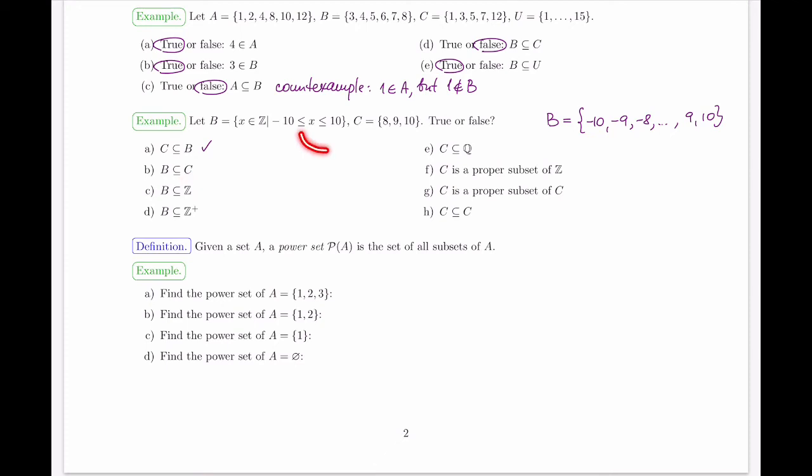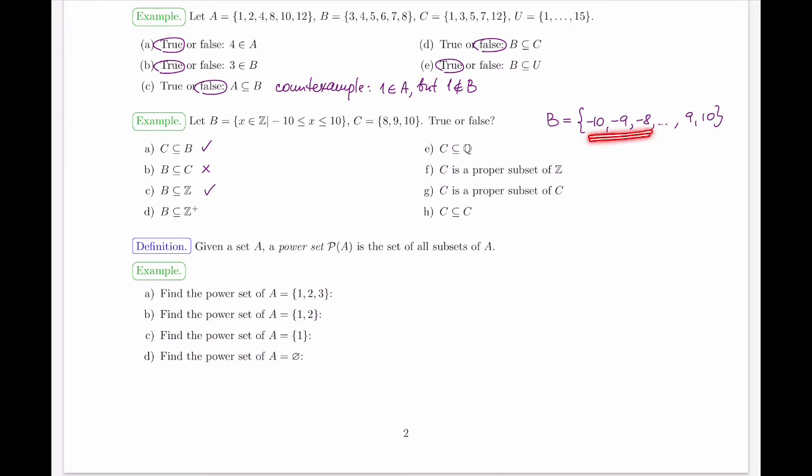So does B fit inside C? We can see very clearly that that's not true because B in fact has a lot of elements that do not appear in C. So this is false. Is it true that B is a subset of the integers? Yes, it's true by definition. We're actually picking specifically from integers that also have this additional property. So this is true.